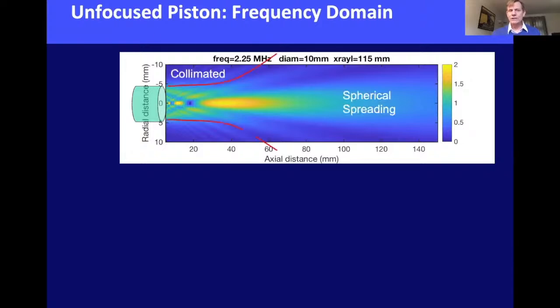We have a region near the transducer, which is where the energy is collimated. And note it's not a plane wave in here, we don't have nice flat waveforms, we've got a very complicated pressure structure, but the sound is sort of collimated. And then at some distance, it starts to undergo a transition to what looks like spherical spreading.